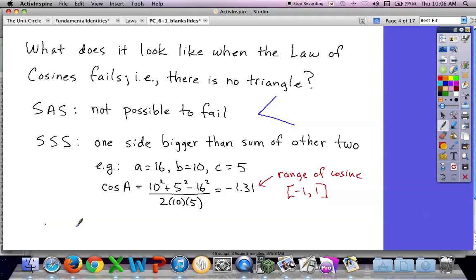Okay, at that step, you know there's no triangle because cosine can't equal a number bigger than 1 or less than negative 1. So when any of these things fail, that's how it fails. You end up with a sine equals something bigger than 1 or less than negative 1, or a cosine equals something bigger than 1 or less than negative 1. The thing is that hopefully if I gave you three sides that didn't add up, you wouldn't even have to do this, you'd just say no solution. I could tell just by looking at them, there's no solution.